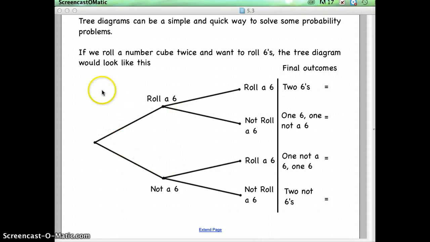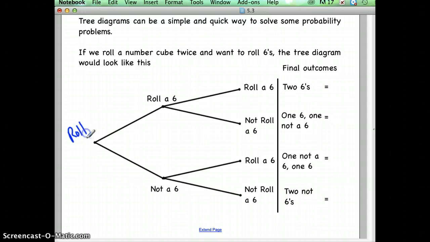This is a scenario of if we roll a number cube. They used to call them number cubes instead of die. So if you roll a number cube twice and want to roll sixes, we're going to draw a tree diagram. If we roll the dice, we could roll a 6. The probability of rolling a 6 is 1 out of 6. And the probability of rolling anything else, not a 6, would be 5/6. Okay, so that's our first roll.